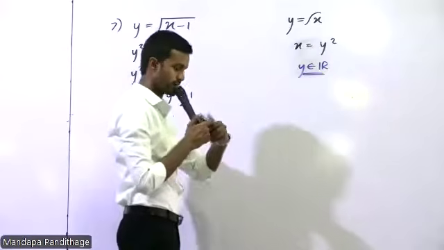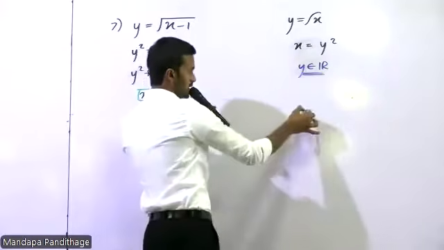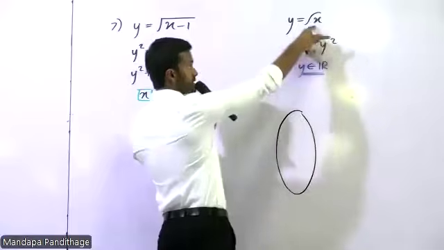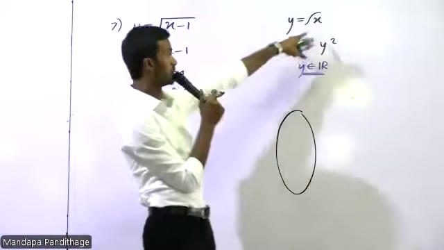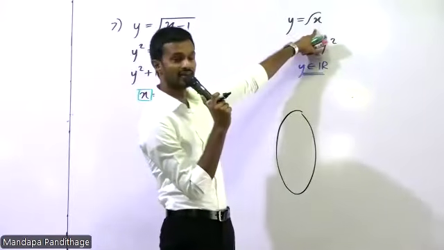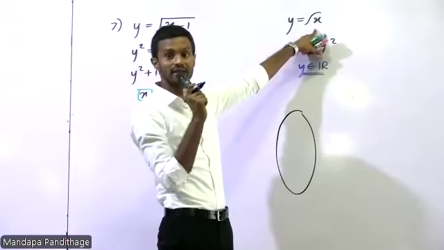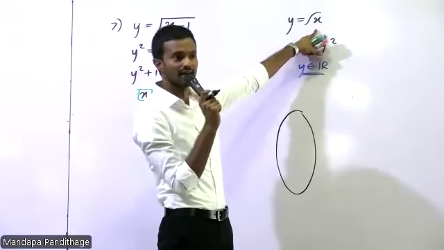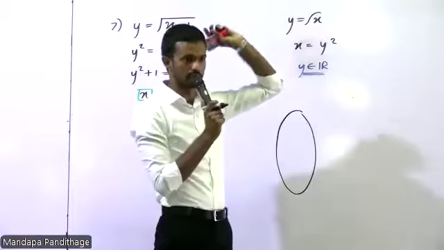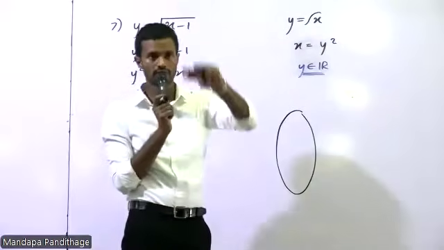Okay, now look at this, what happens here. But here, tell me, what is the domain? What is the domain here? It's all the positive numbers, greater or equal to 0, all the positive numbers.